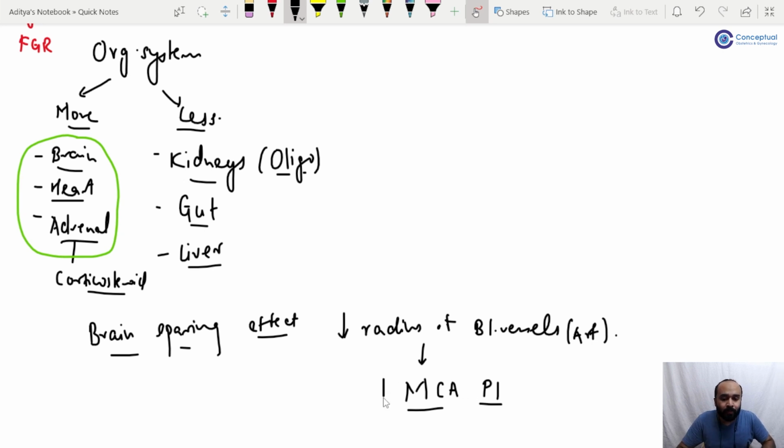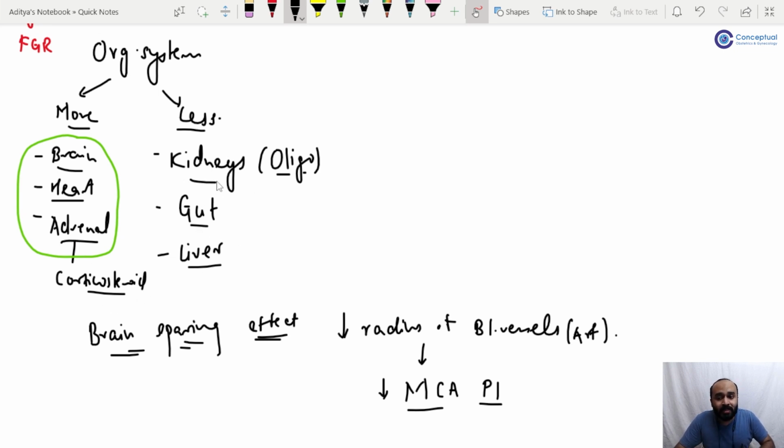So MCA-PI is going to go down. The resistance of the middle cerebral artery goes down. This ensures that there is more blood coming to the brain to help it survive. This is what we call the brain sparing effect. Similarly, though there are no such terms, there is going to be a cardiac sparing effect as well as the adrenal sparing effect.